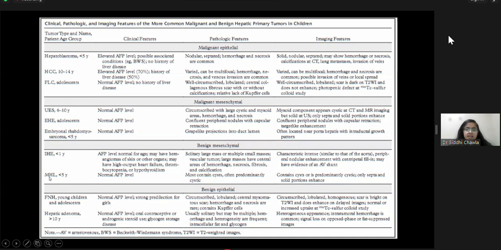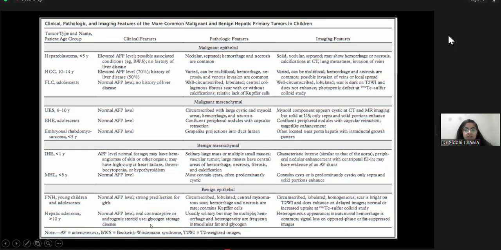MHL, as I told you, mesenchymal hematoma, it is mostly seen in less than 5 years of age. Patient will have a normal AFP level, and mostly it contains cysts. Then FNH, again, it is seen in young children and adolescents. Patient will have normal AFP levels, and females are more predisposed as in adults. Then hepatic adenoma, again, in more than 10 years. So more than 10 years, we have hepatic adenomas, we have FLC, we have HCC, and undifferentiated embryonal sarcoma. Rest are all less than 5 years of age. Hepatic adenomas are again associated with OCP use and androgenic steroid use.